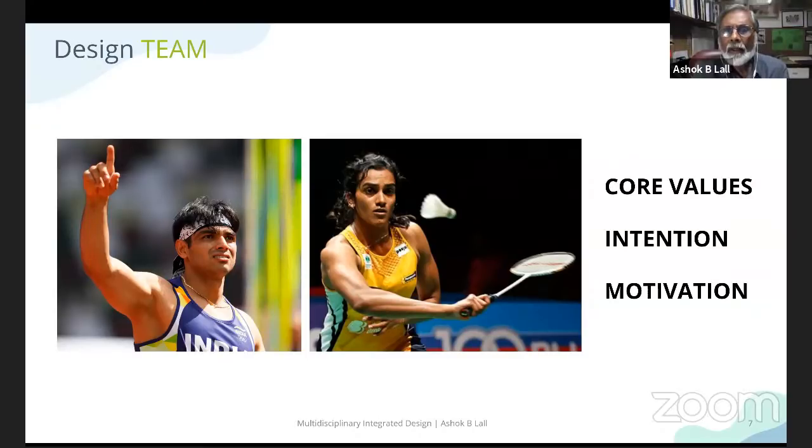Now you can see how these things, core values, intention, and motivation are, we've got the example of our Olympian athletes who have done wonders in the Tokyo Games. You can see their example. My gosh, how concentrated they are on where they have to reach. And what is the depth of work that has been put in to reach that goal that they are after. So these are individual traits, right? Which then have to be brought together. Let's look at the next slide.